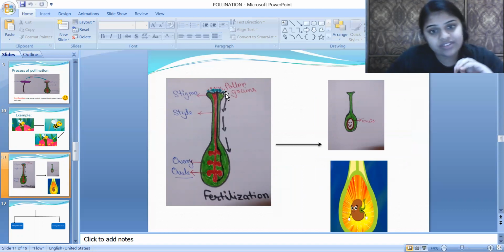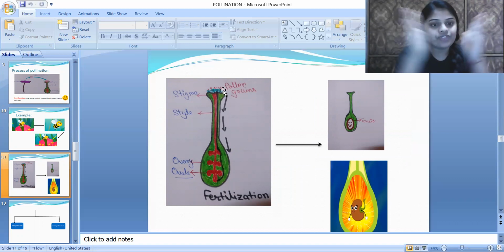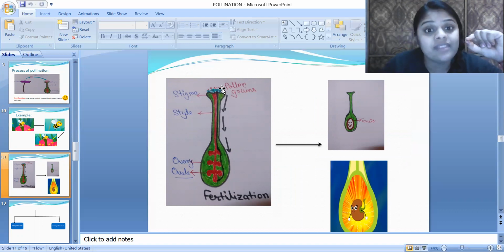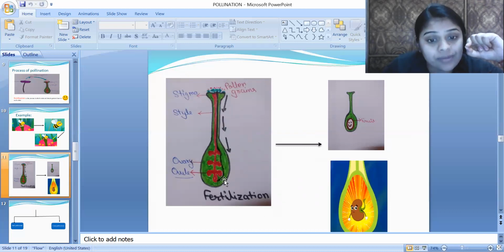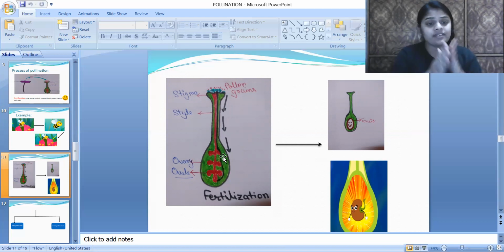Just have a look at this image. The pollen grains, when deposited on the stigma, get attached with the glue. Then they slip away from the stigma towards the ovary through this style. When the pollen grains reach the ovary, they enter the ovule.